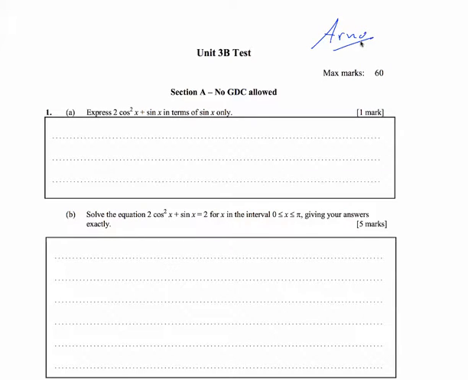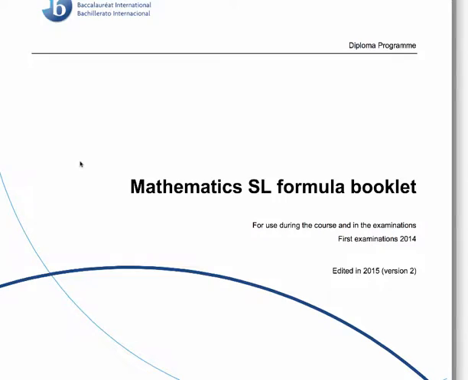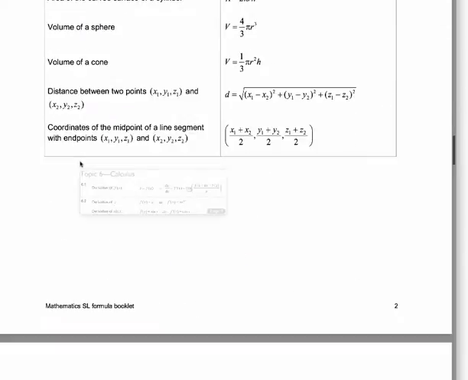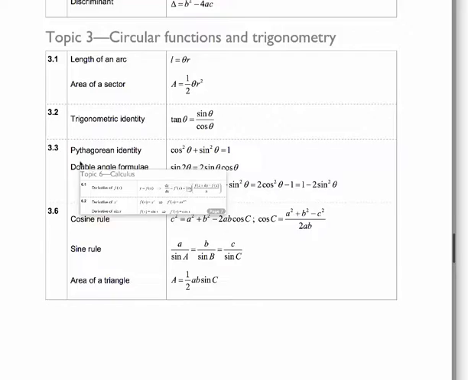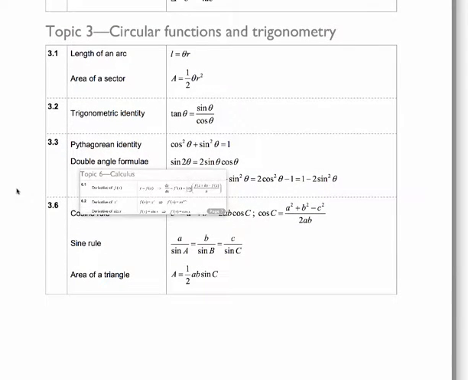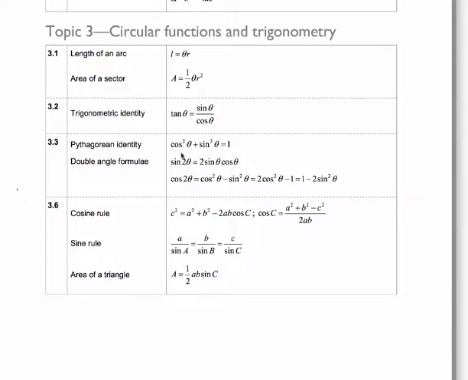Question one: express 2 cosine squared x plus sine x in terms of sine x only. So I've got to get rid of cosine squared x. That is a trig identity, so I'm not going to rely on memory. I'm going to look at my formula booklet, Topic 3 because that is trig. Okay, good: cosine squared plus sine squared equals 1.